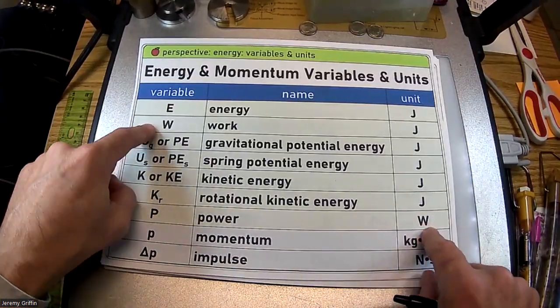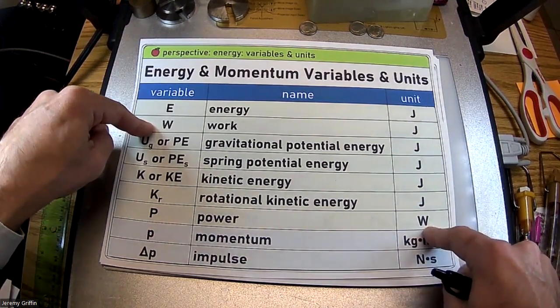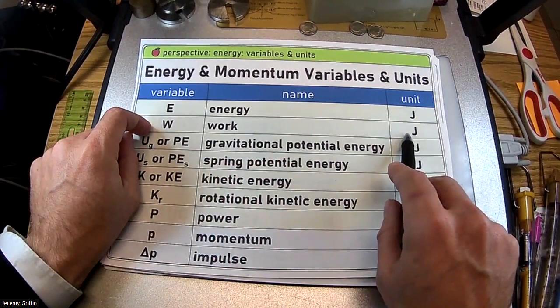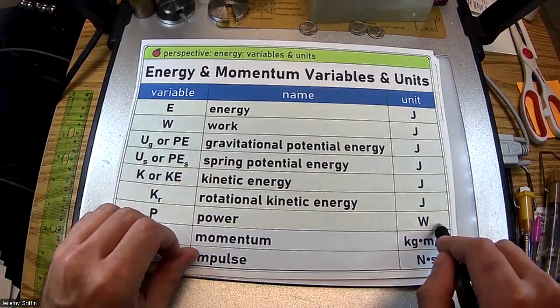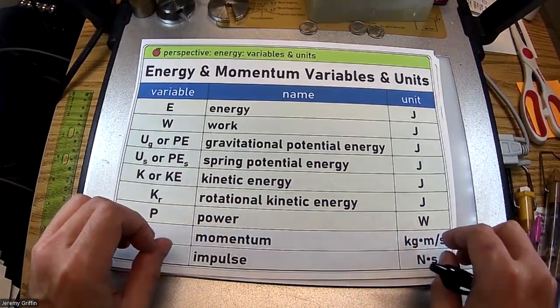Now look real close. I see capital W two different places on this table. They mean two totally different things in two totally different contexts. Capital W as a variable represents work, which is measured in joules, right? If you see capital W as a unit, that means watts, and it can quantify how much power, which is like joules per second, right?